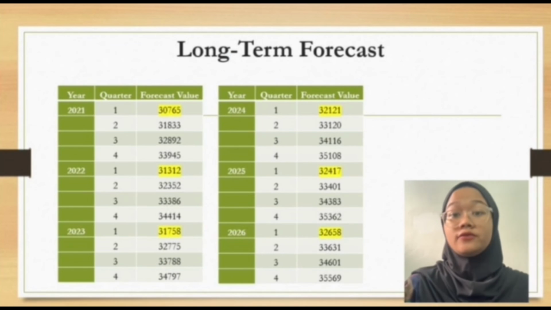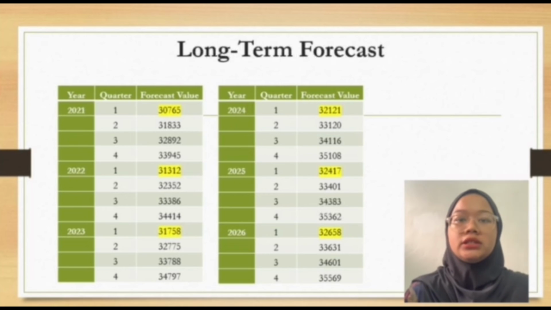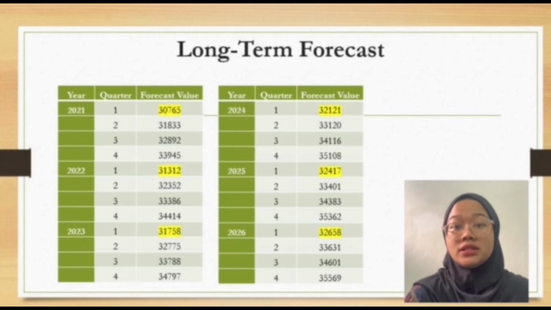Next, for the long-term forecast, we do 6 years ahead, which is from 2021 until 2026 for the 4 quarters. To forecast the value, we also use IBM SPSS software. As can be seen in the table, quarter 1 has a lower value compared to other quarters from year 2021 until 2026. But there is growth every year for the company. Therefore, the air cargo company will keep on increasing during the 6 years ahead.